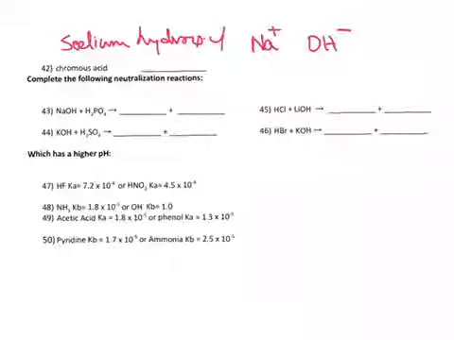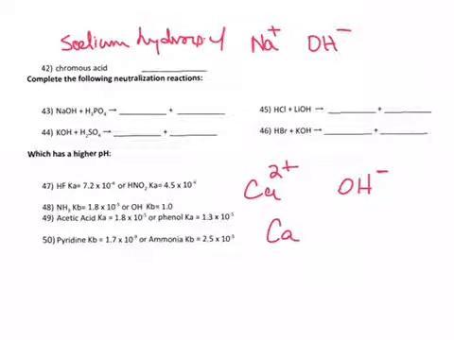What should the formula for calcium hydroxide be? What's the oxidation number on calcium? +2. So it'd be H2Ca. Calcium hydroxide, James. CaOH. Ca, H2.